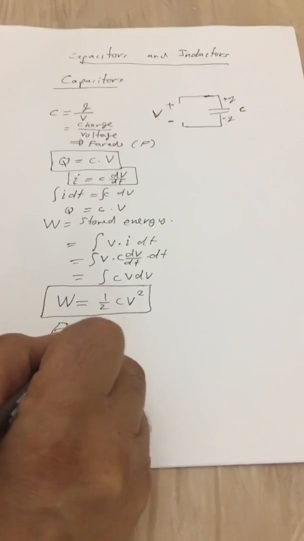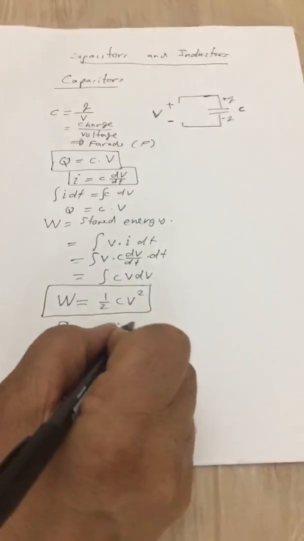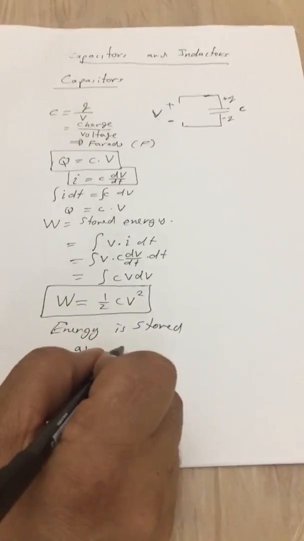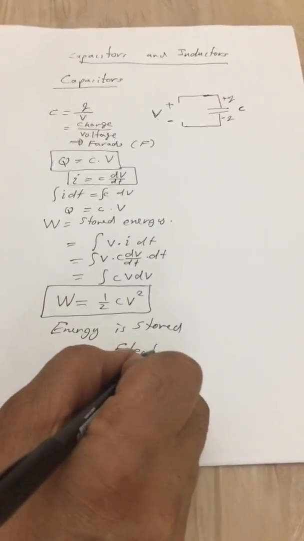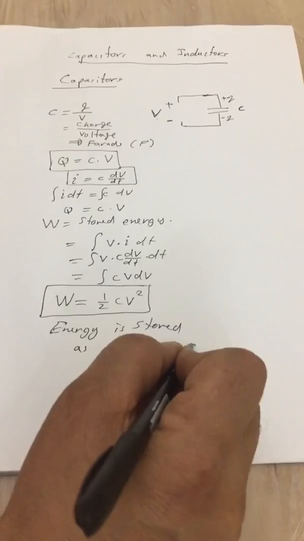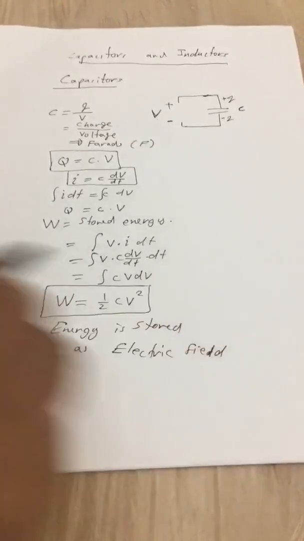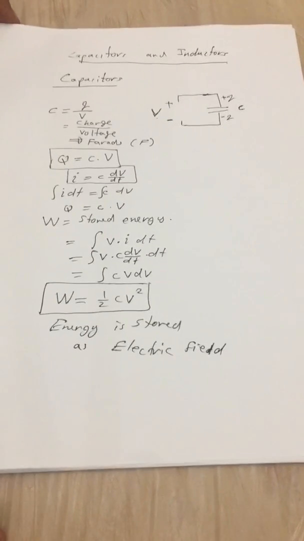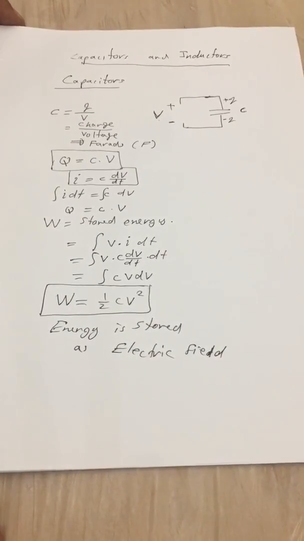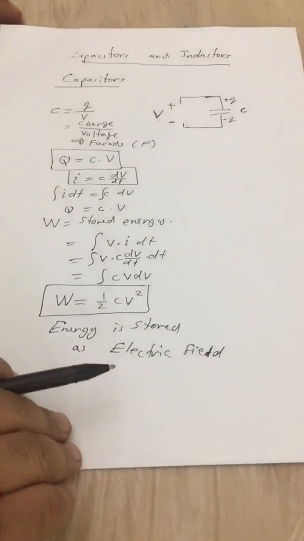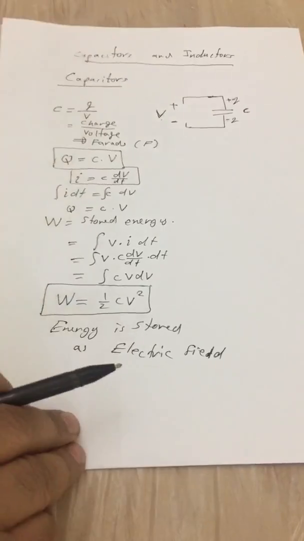Energy is stored as electric field. So we now know the capacitor does not dissipate energy, it stores energy as electrical field. So let's look at how we connect capacitors together.